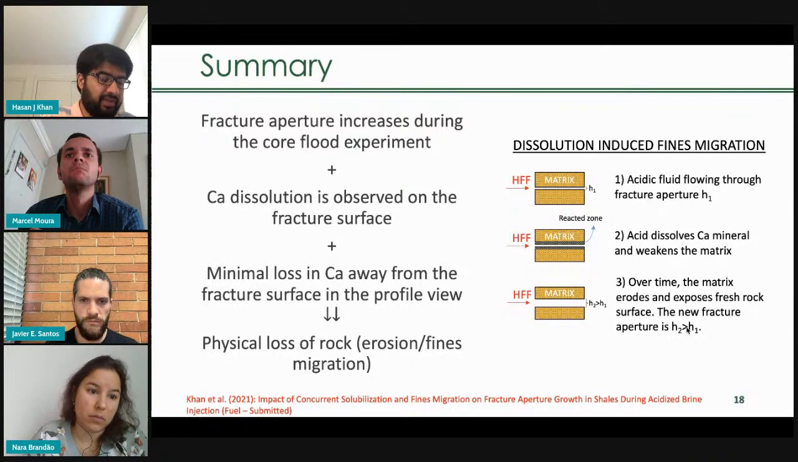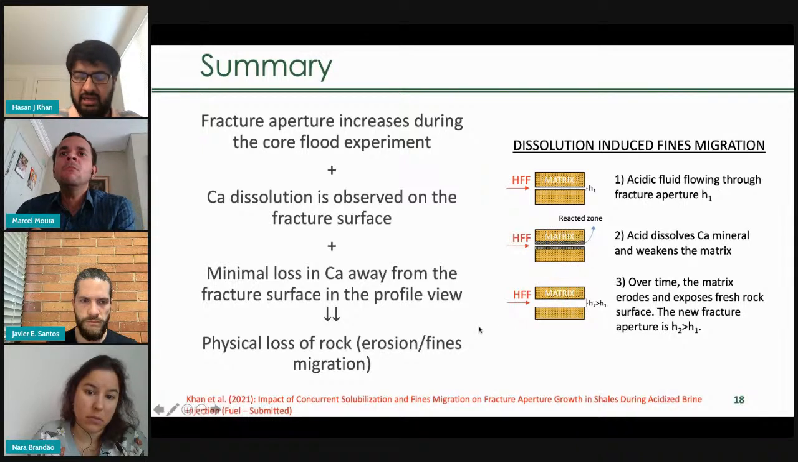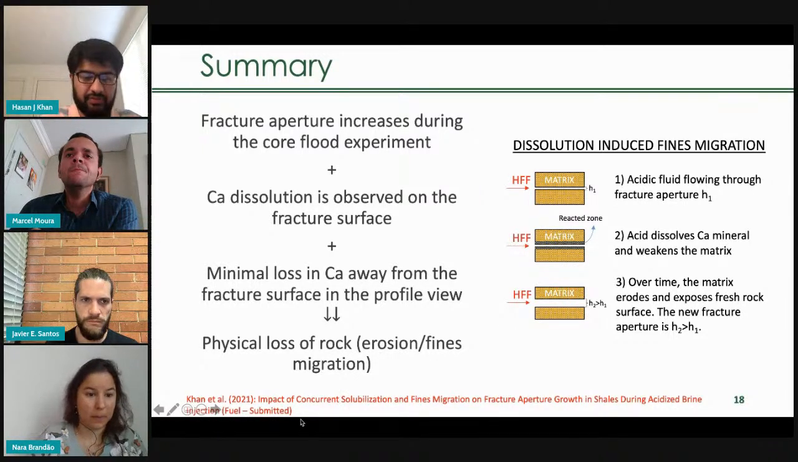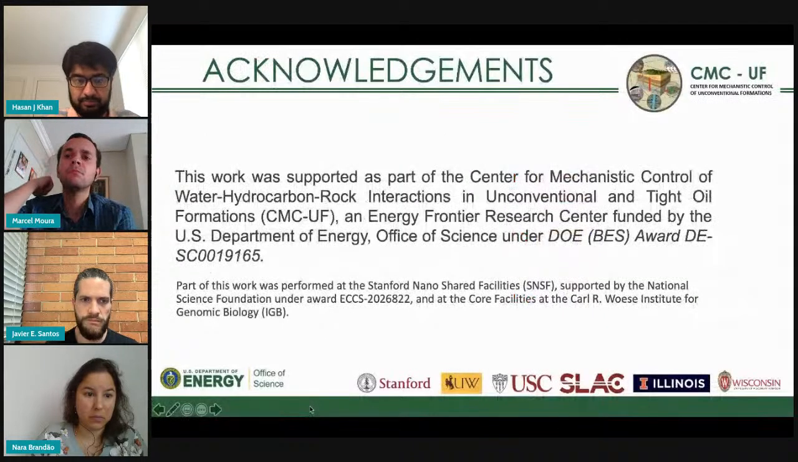So we have recently submitted this work, along with some modeling work, to the Fuel Journal by Elsevier, and we're hoping that it will be published soon.